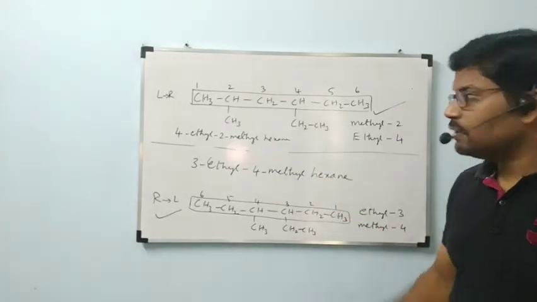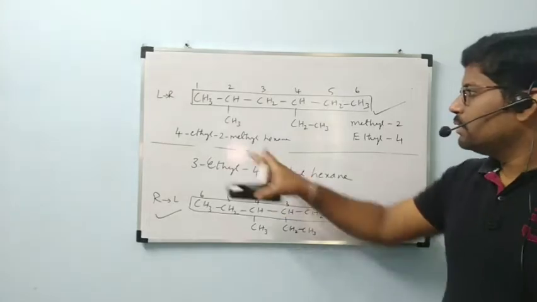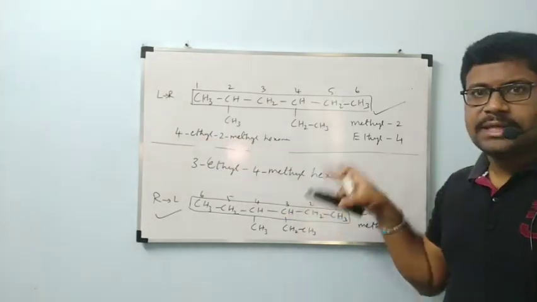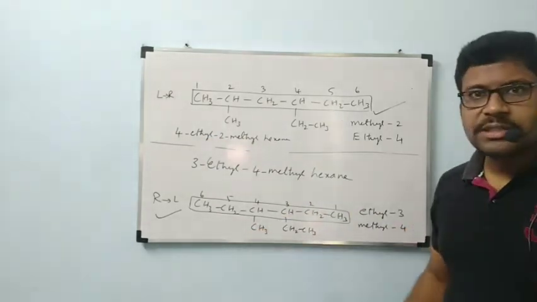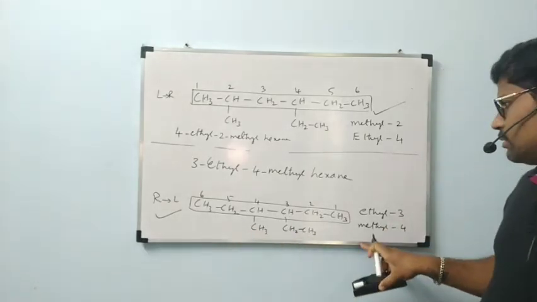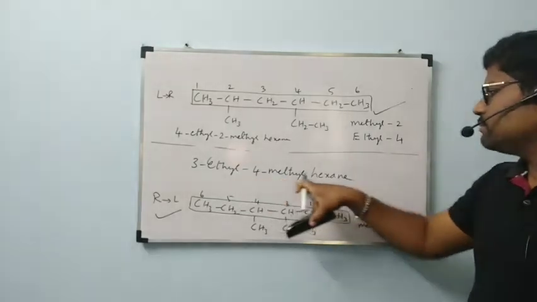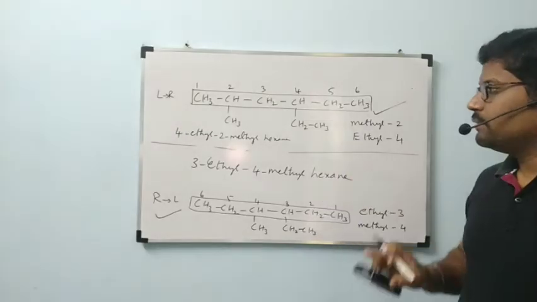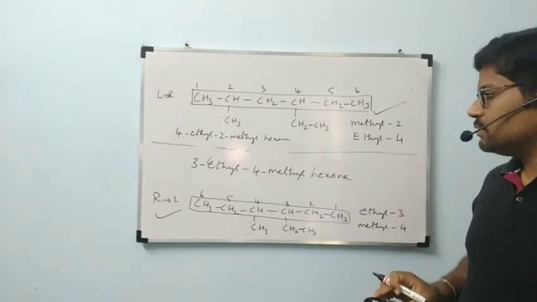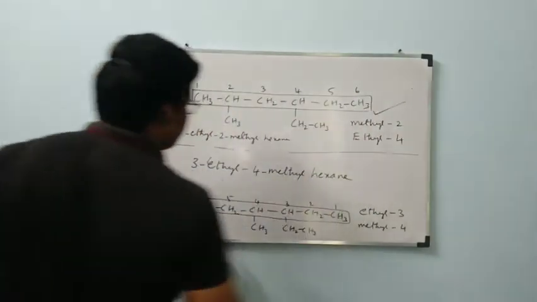But before that, what is the name of this compound? 4-ethyl 2-methyl hexane. The name of this compound is 3-ethyl 4-methyl hexane. Now I am going to take these two examples only at a time. Let us see now, all of you.